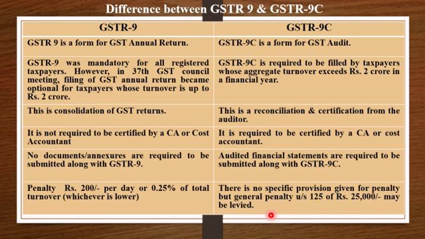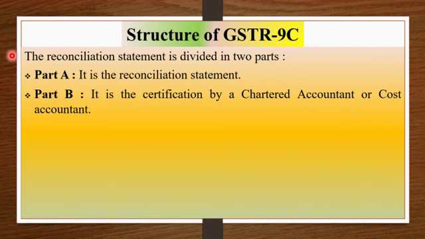Now let's see the next topic. What is the structure of GSTR9C? Students, the reconciliation statement is divided into two parts. So first is part A, it is the reconciliation statement. And second is part B, the certification by a chartered accountant or cost accountant.